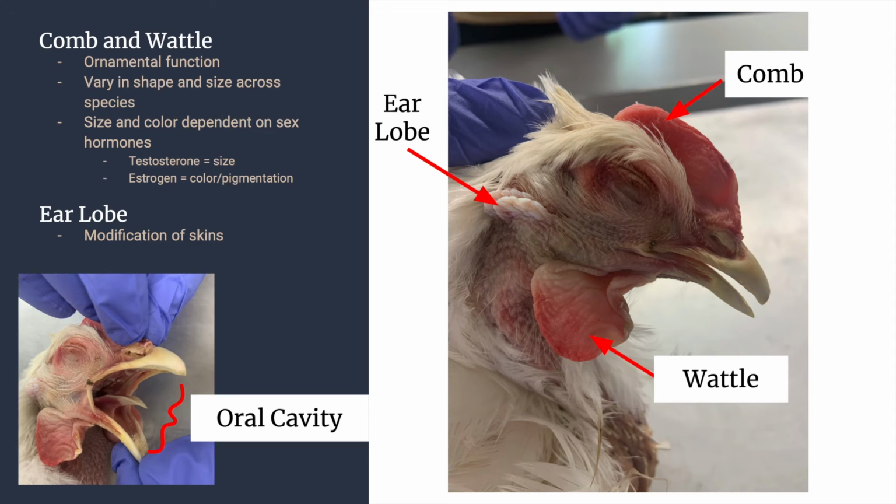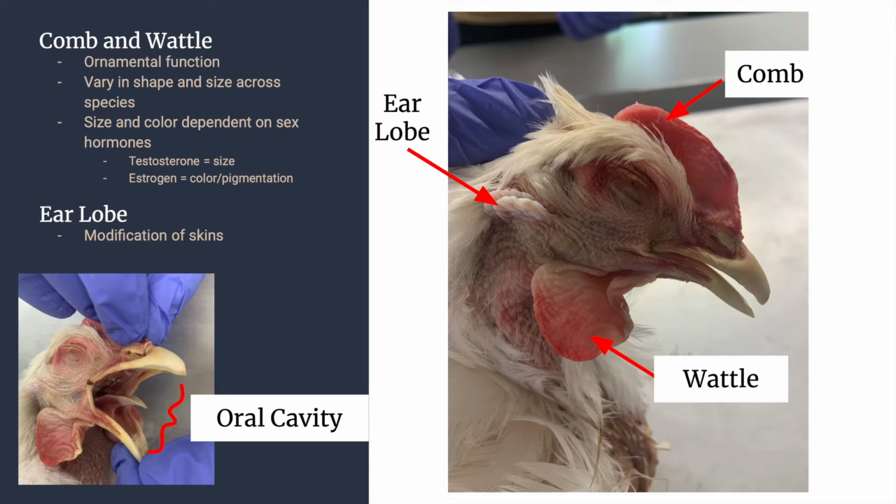We're going to start with external anatomy. On our chicken, you can see the comb and the wattle, which both provide an ornamental function. They both vary in shape and size across different species. The size and color are dependent on the sex hormones. For example, more testosterone means a bigger comb and wattle, more estrogen means a darker red pigmentation.